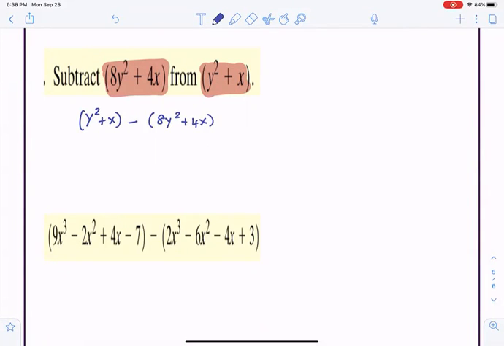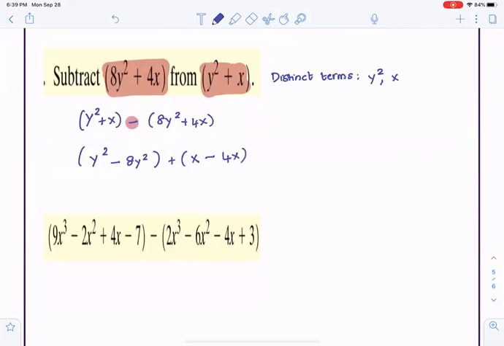Now we could go back and say, well, what are the distinct terms? The distinct terms are y squared and x. So y squared minus sign in the middle, so minus 8y squared, plus x, minus sign in the middle, so minus 4x. So y squared minus 8y squared is negative 7y squared. x minus 4x is minus 3x.